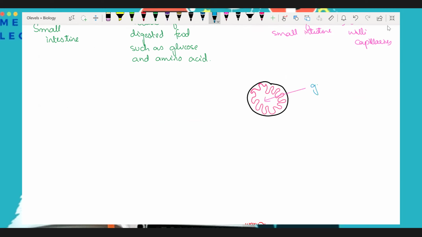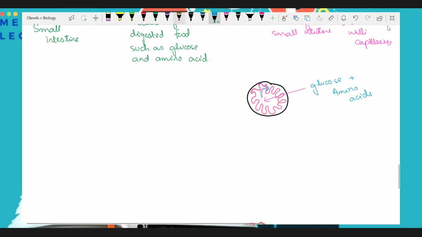glucose and amino acids. Now, what happens? This glucose and amino acid has to get into the bloodstream. For that, it will move towards the blood that is present in the villi capillaries, right? So that is also facilitated with the help of diffusion.